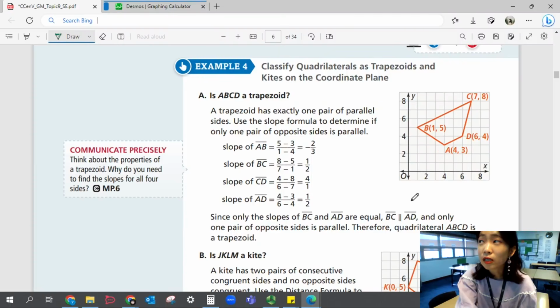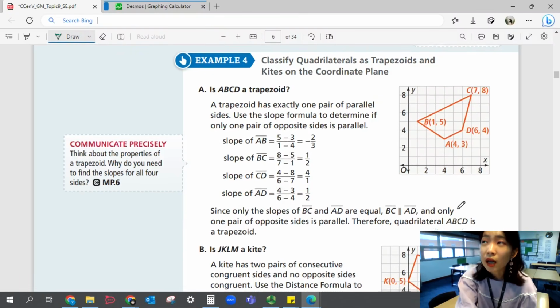Classify quadrilaterals as trapezoids and kites on the coordinate plane. Part A, is ABCD a trapezoid? So first you need to remember the properties of a trapezoid. The trapezoid has one pair of parallel sides, but the bases are different. Okay? So a trapezoid has exactly one pair of parallel sides.